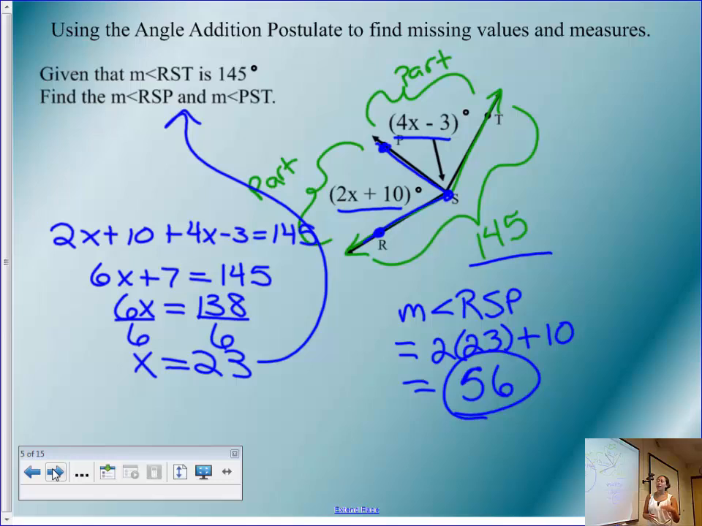Two parts to this though. I need to find the measure of angle PST. So PST, that's P, S, and T, that's the other part. I could plug it back into x, or I could do 145 minus the 56. The final answer here, the measure of angle PST, is equal to 89.